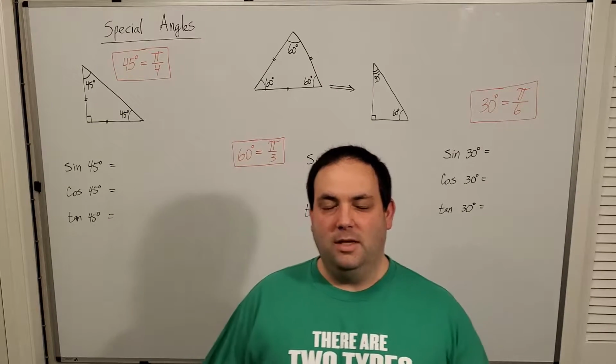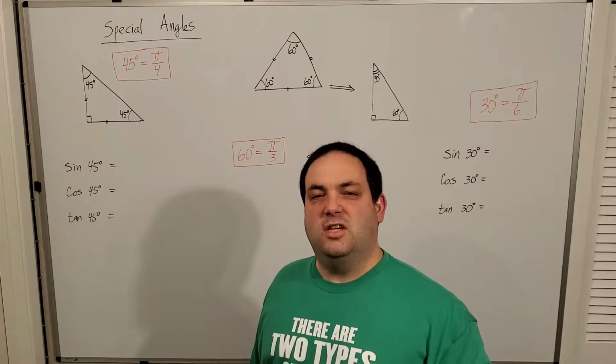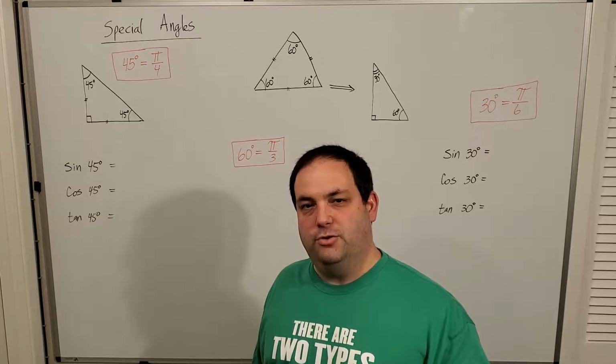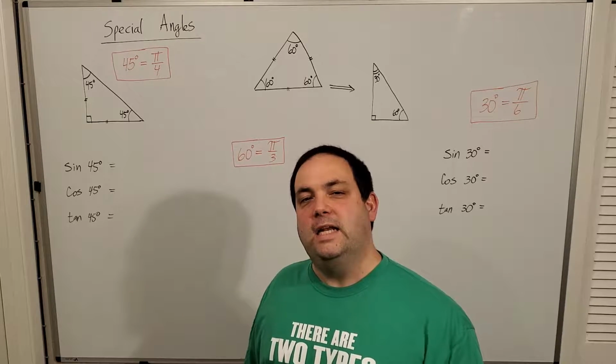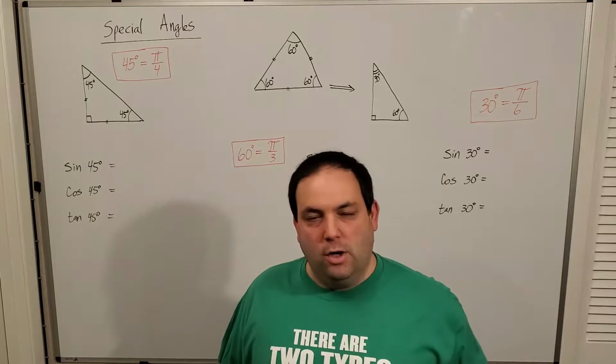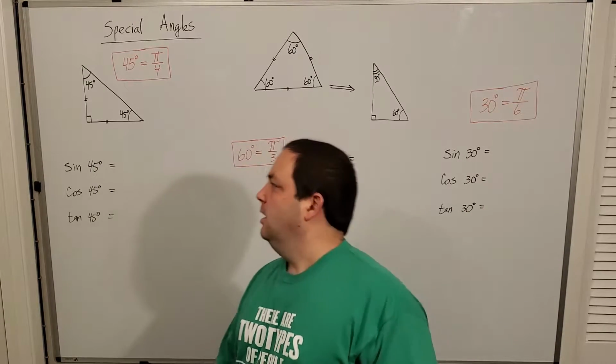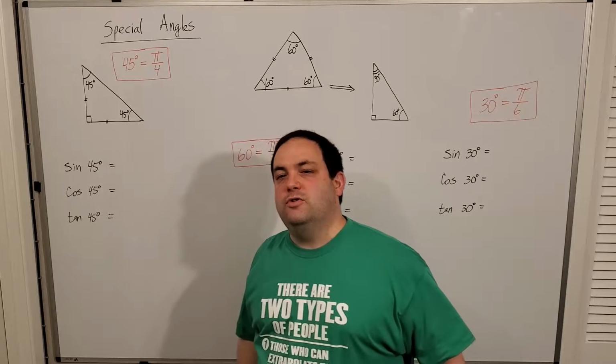I'm Professor Simon, and I want to continue our discussion of right triangle trigonometry with some special angles and some important basic identities that are going to come up everywhere you use trigonometry. Okay, so the special angles first.